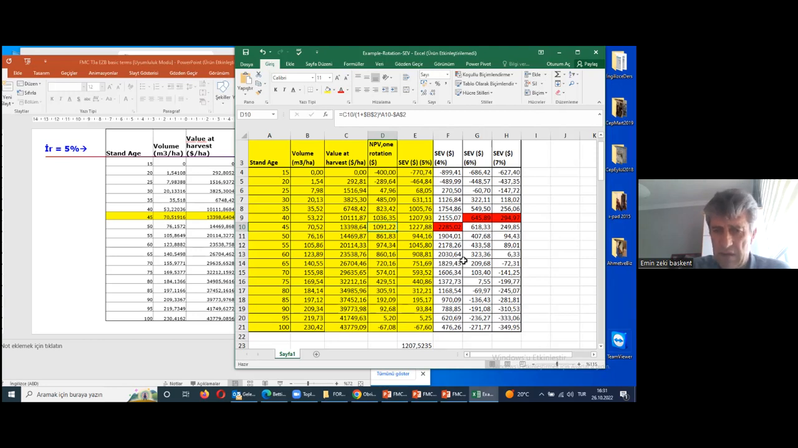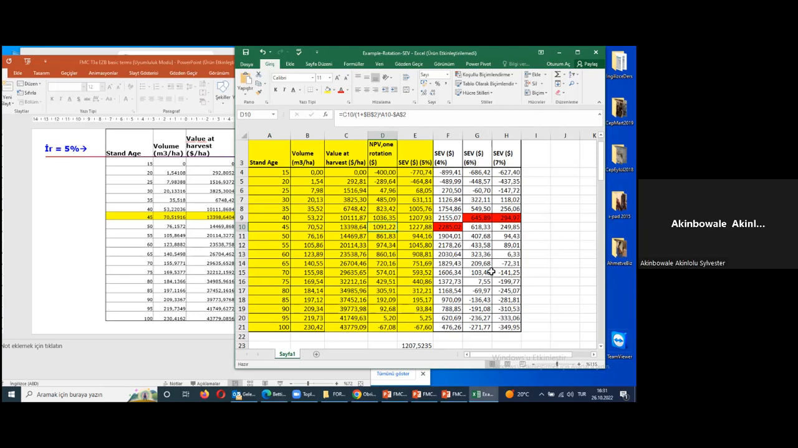So what is the optimal rotation period for this stand, given the 5% interest rate and given just cut, plant, and cut, plant, and cut, plant? Anybody? 45. Okay, let's see, 45.